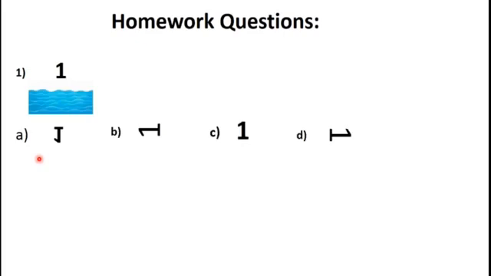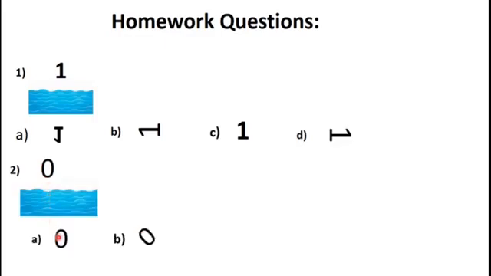In question number 1 is given. This is water and these are the options A, B, C and D. Okay, now in question number 2, 0 is given. This is water. Now you have to find out which image is correct. Okay, these are the options.